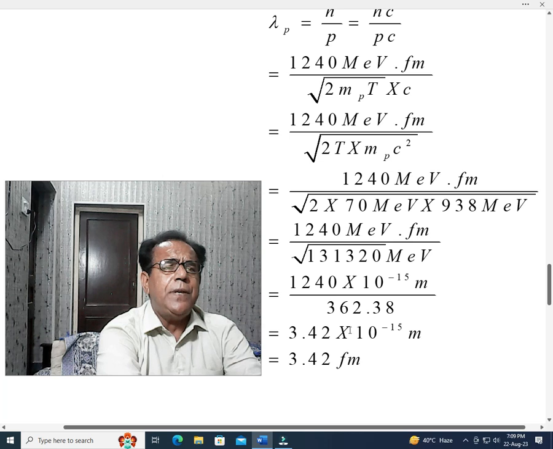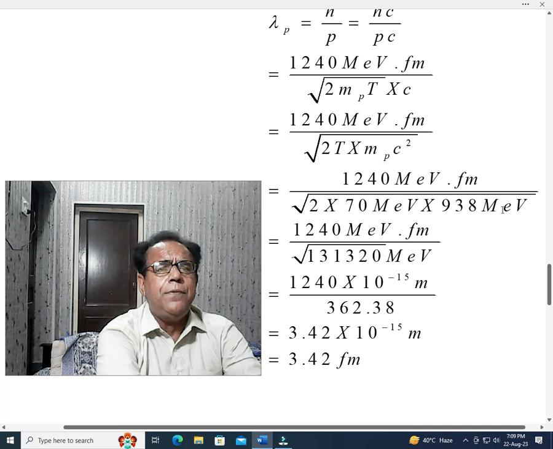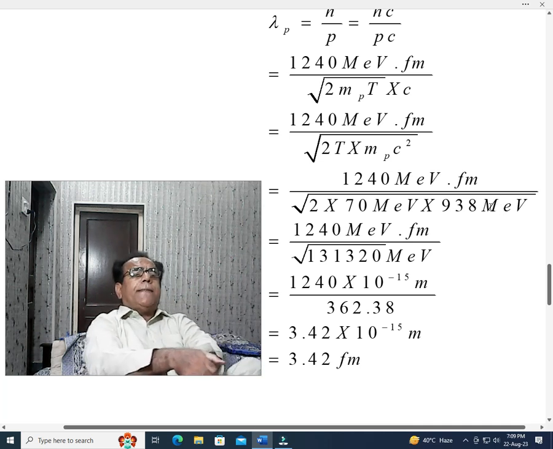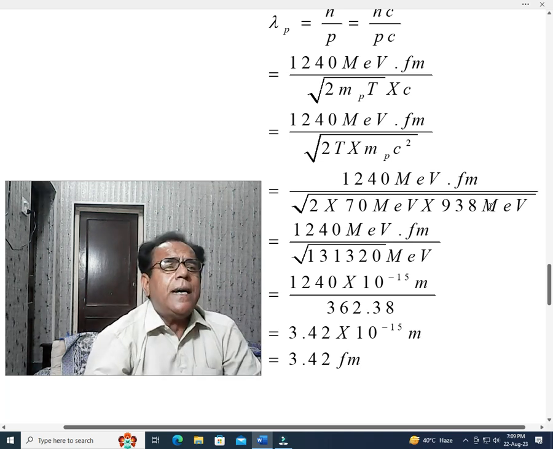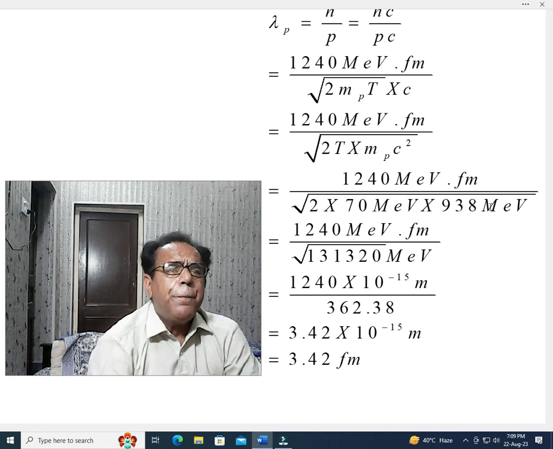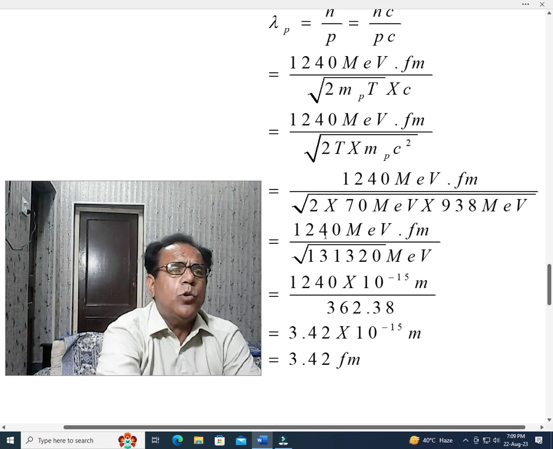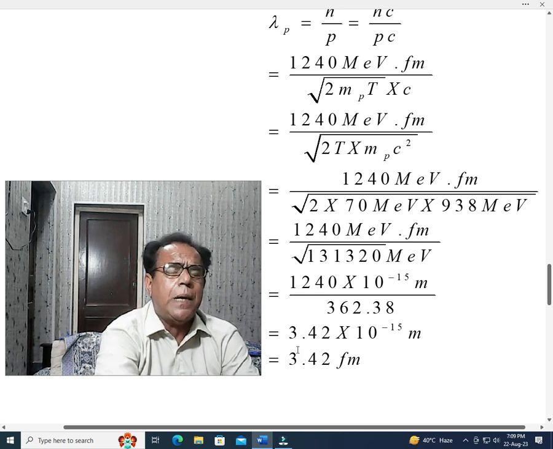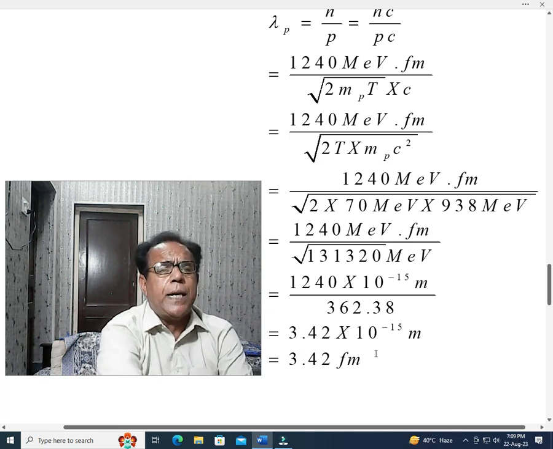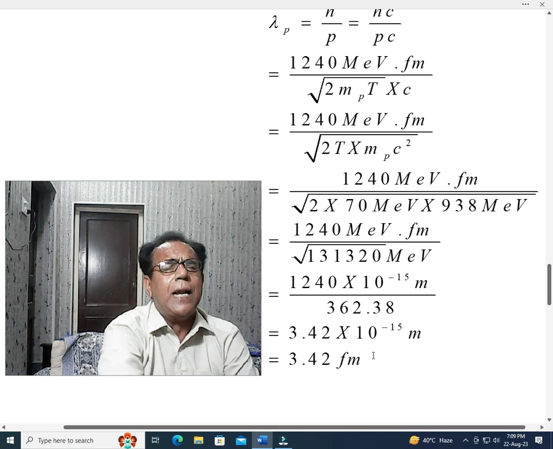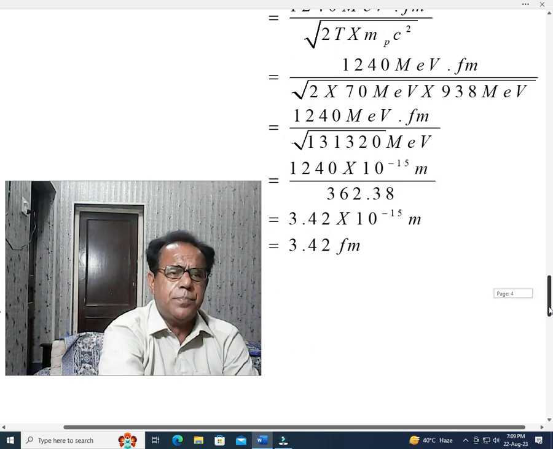Now after simplifying we get this expression. Because here, dear students, MeV multiplied with MeV becomes million electron volt square, and the square root of a square is simply that value. So MeV will be brought outside the square root, and after simplifying we will get this. We know that 10 raised to the power minus 15 is called femto. So the wavelength of the proton becomes equal to 3.42 into 10 raised to the power minus 15 meter, and it can also be called femtometer. Both answers are correct.